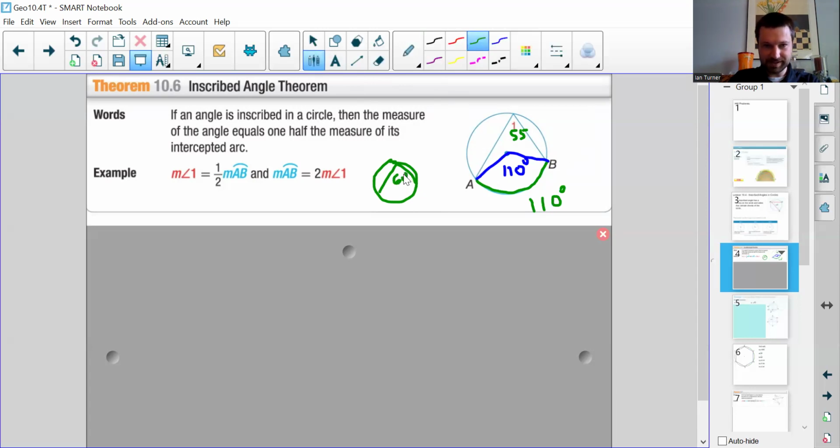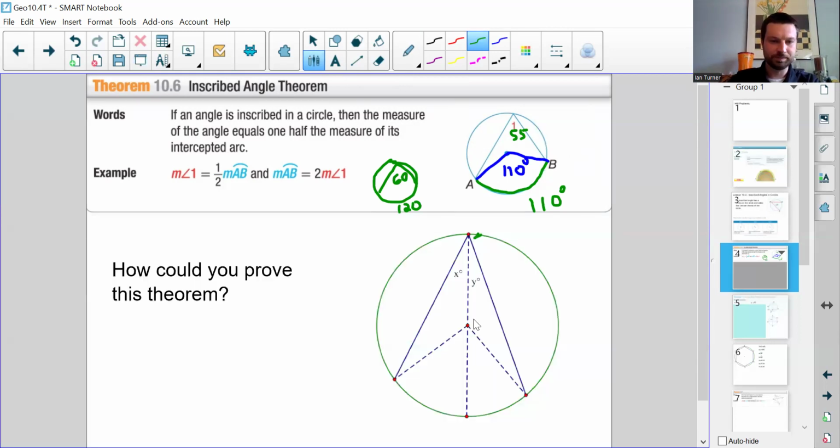Let's say this is 60. Then your arc is going to be double. It's going to be 120. So you're just going to have to go back and forth, but you can go either way, knowing either one. It's either going to double it if you have the inscribed angle, the arc is double, or if you have the arc, take it in half, gives you the inscribed.